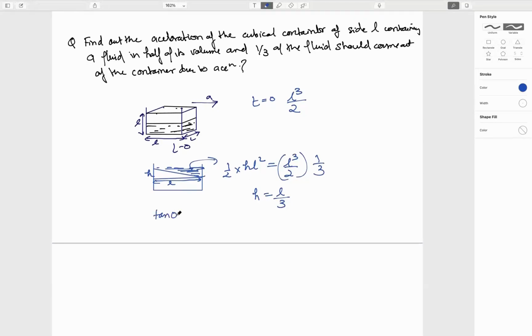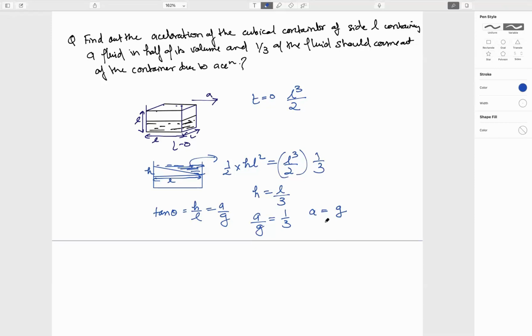So tan theta is nothing but H by L, and that is A by G. So A by G is 1 by 3. So A comes out to be G by 3.